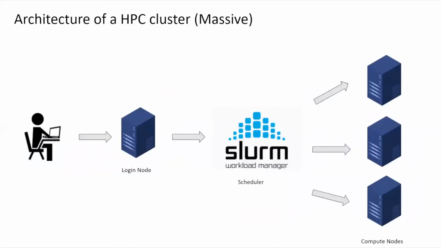And here's the architecture of a HPC cluster called Massive. The whole purpose of this is to run your program on these large computational resources. The way to do it is that the user would have remote access to the login node. And here's where you prepare your source code. Then you can send a job to Slurm, which is the scheduler. This scheduler assigns the job to these compute nodes to run your program.